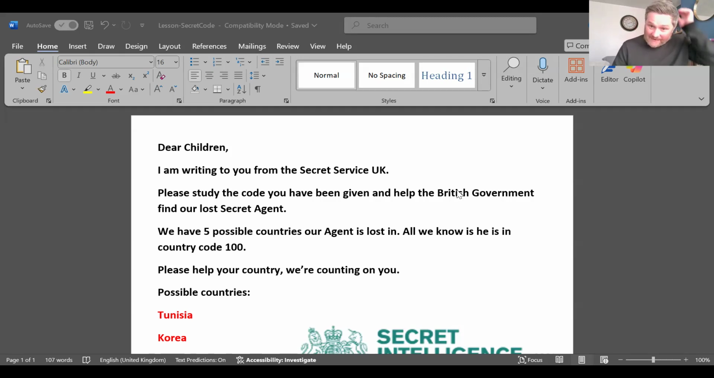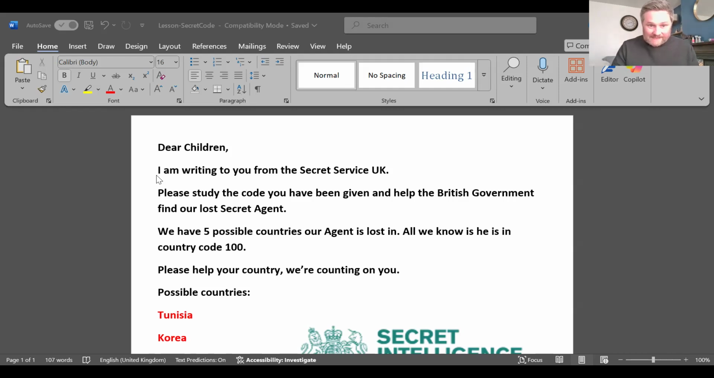Okay, so for Secret Agent Maths, guys, what you're going to do is have this information in front of you here. If you can see, there is a letter. In this lesson, you are going to have to be detectives. You're going to have to be secret agents. You're going to see a code that you have to crack and then figure out the maths behind it to help you solve it. So this is your letter to begin with.